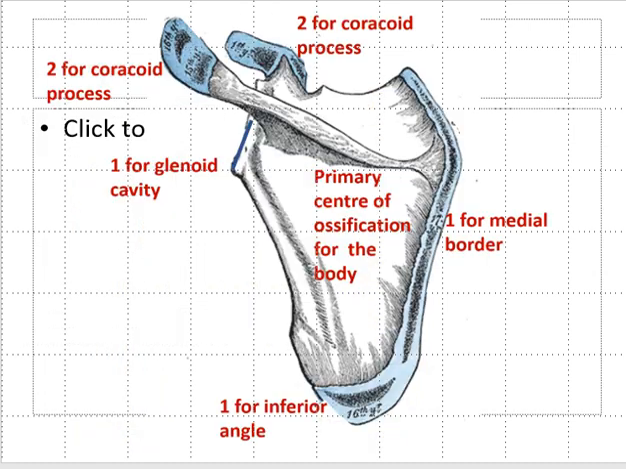How does the scapula ossify? The scapula ossifies from one primary center and seven secondary centers of ossification. Two for the coracoid process, two for the acromion process, and one each for the glenoid cavity, inferior angle, and medial border. The coracoid process fuses with the body of the scapula by the 16th year and all other centers fuse with the body by the 20th year. So this is all about the scapula.